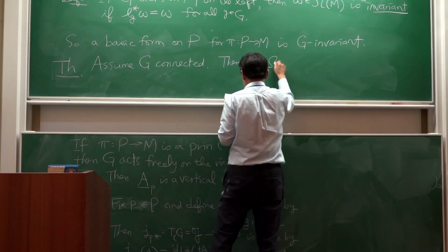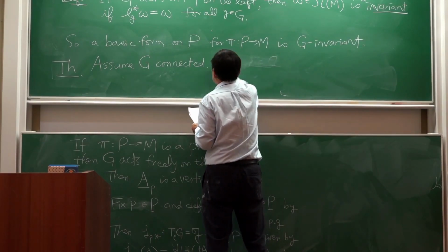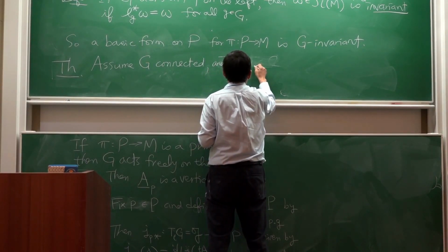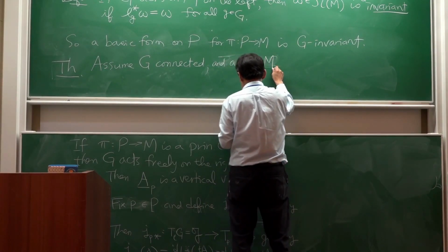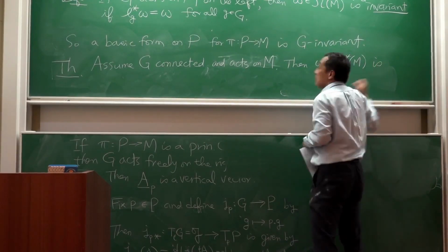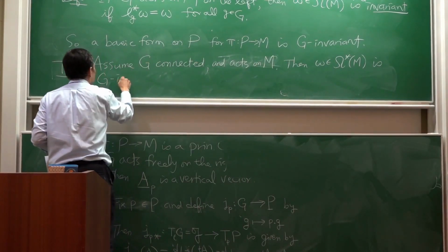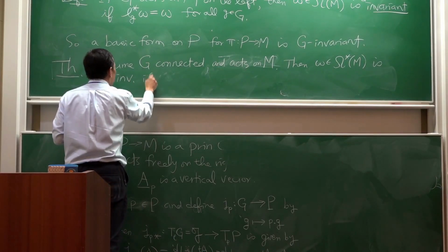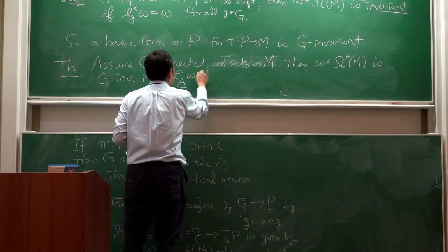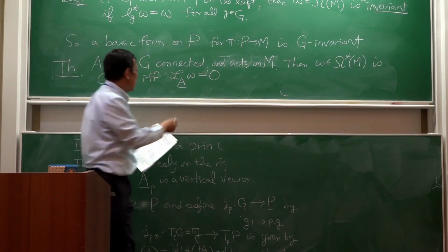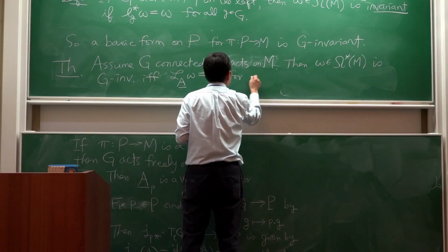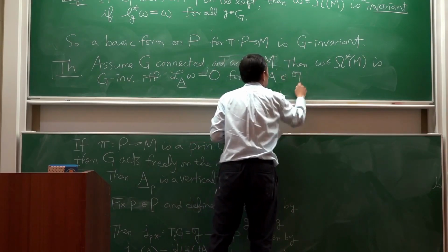Then, theorem: assume that G is connected and acts on M. Then omega is G invariant if and only if the Lie derivative is 0 with respect to the fundamental vector field A bar, for all A in the Lie algebra of G.